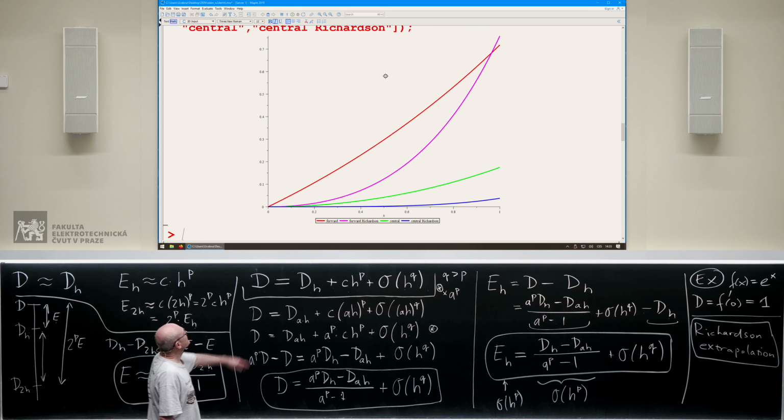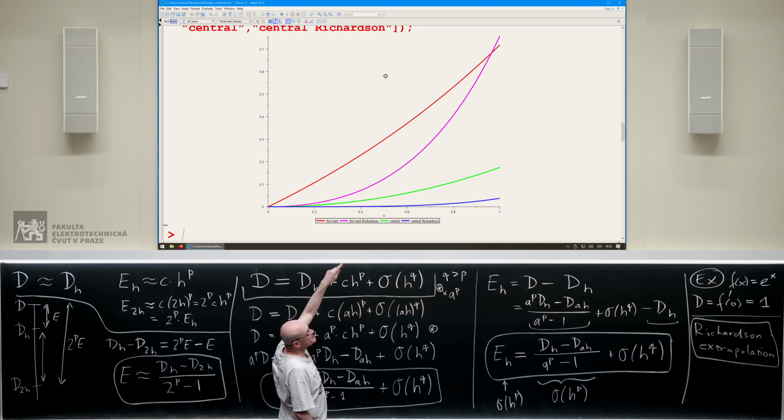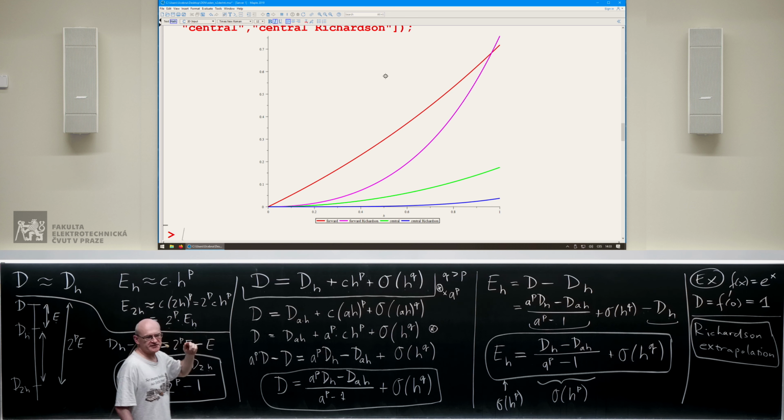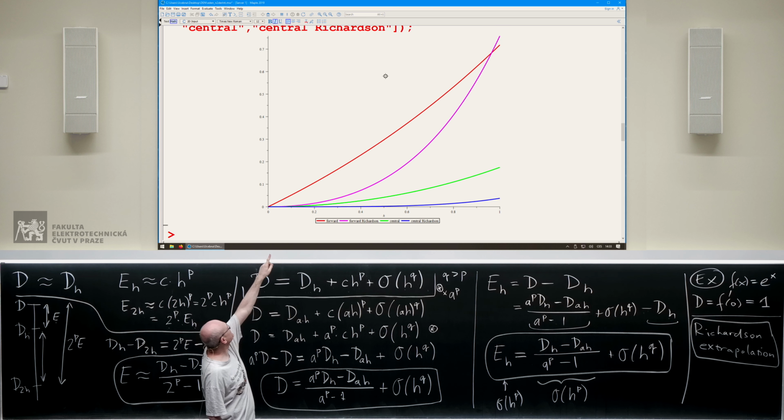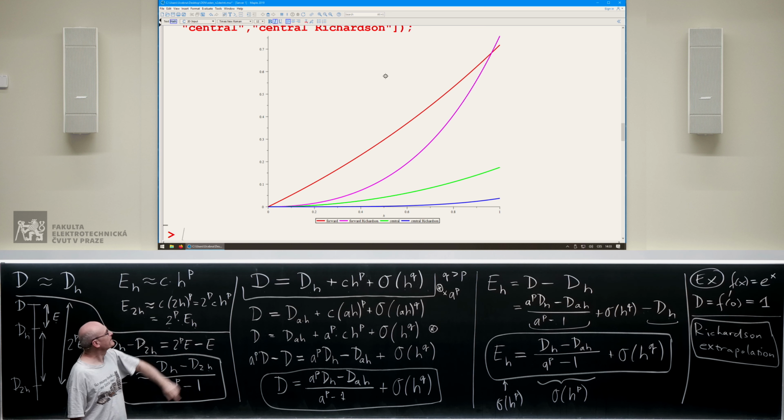Okay, what do we see? The red curve, that's the error of the forward difference. And we know that this error should be linear. And it seems here on the left, when h is small, that, yeah, it looks a little bit flat.